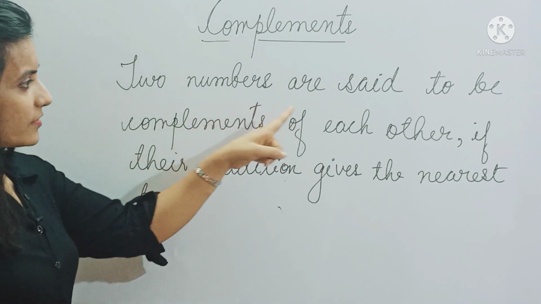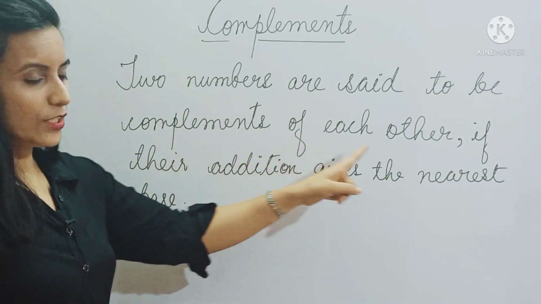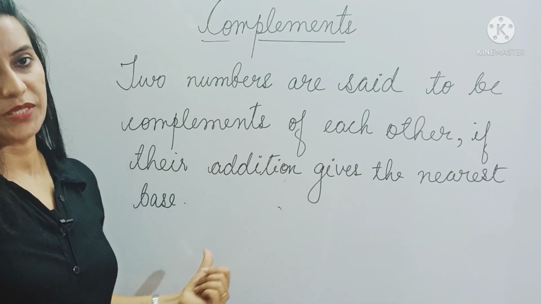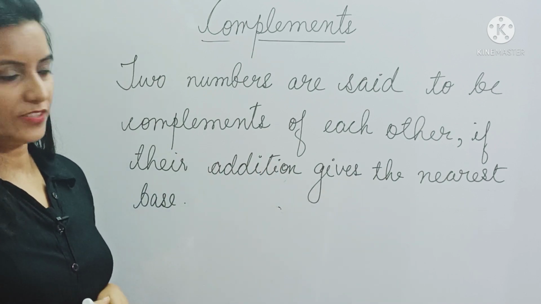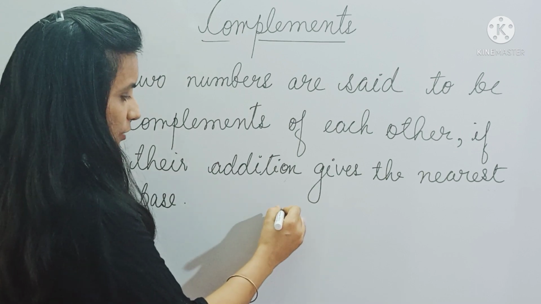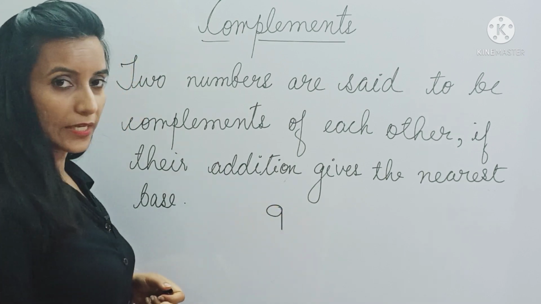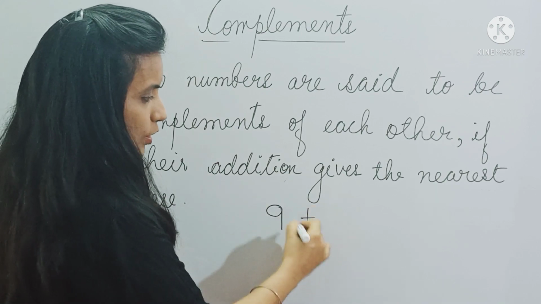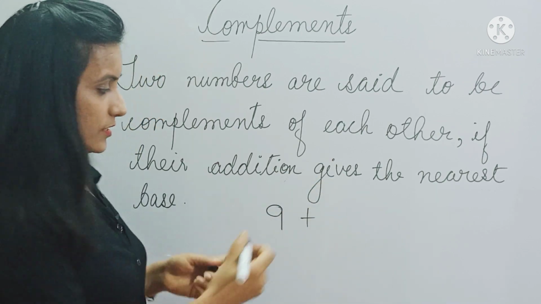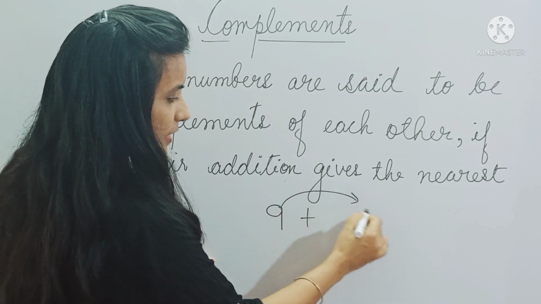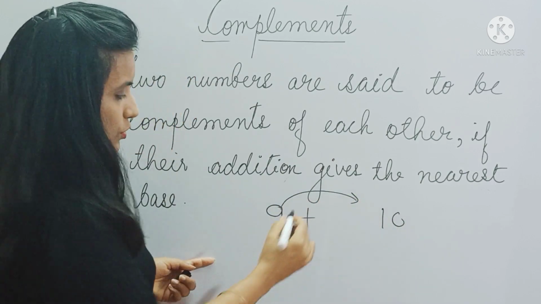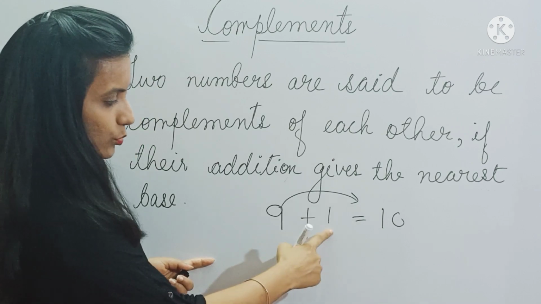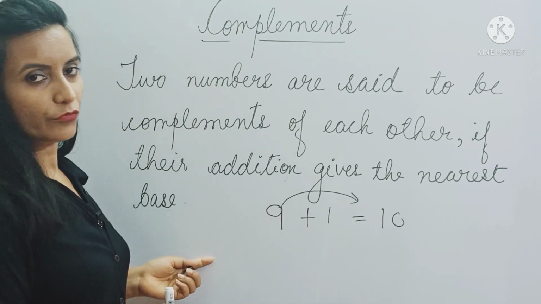Two numbers are said to be complements of each other if their addition gives the nearest base. Now what is the meaning of this? For example, if I want to find the complement of 9, which number I will add in 9 so that I get the nearest base? Now for 9, the nearest base is 10. So in 9, I have to add 1 to get 10. So 9 and 1, they are complements of each other.